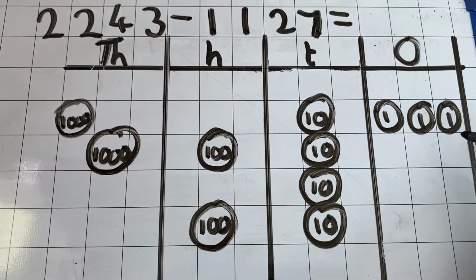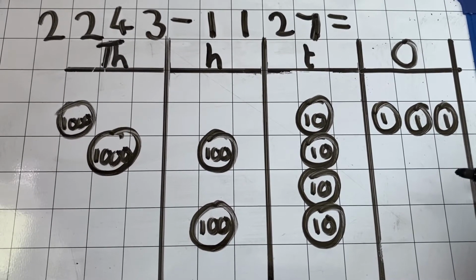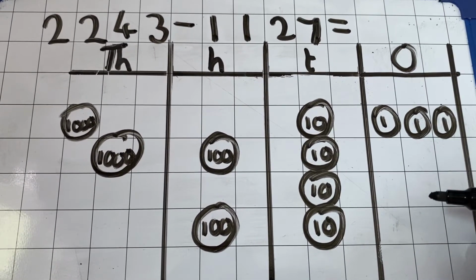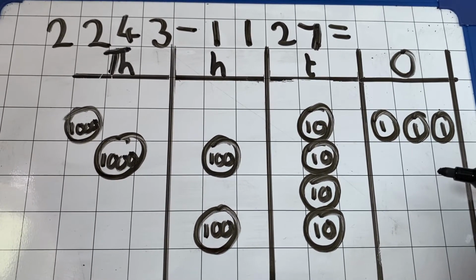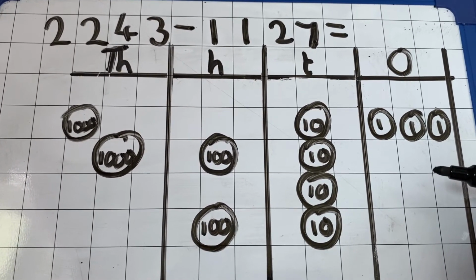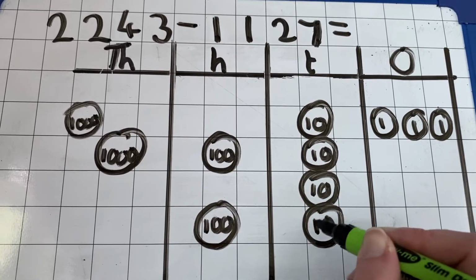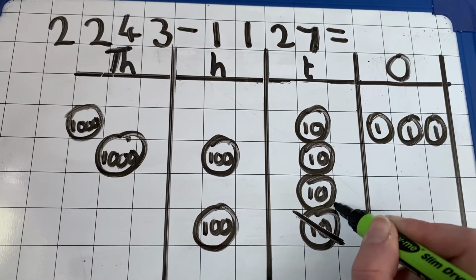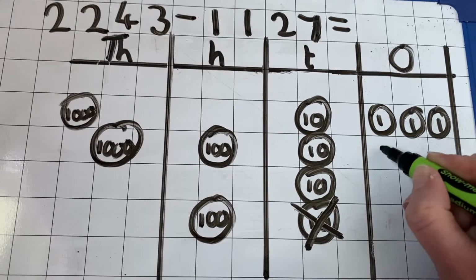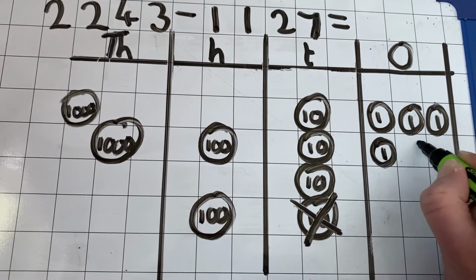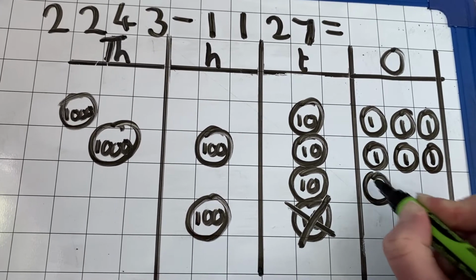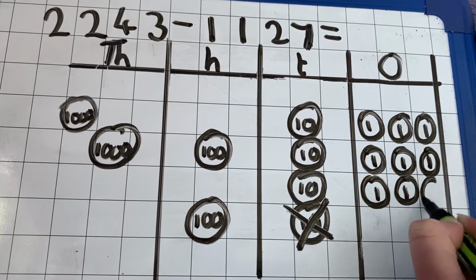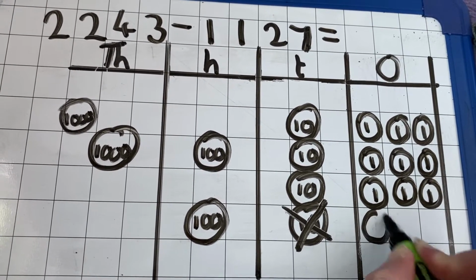We first look at the ones column. Here we have 3. We need to subtract 7. We know that we cannot subtract 7 from 3. Therefore, we need to make an exchange. So we take and we make. And we put our 10 ones in this column.